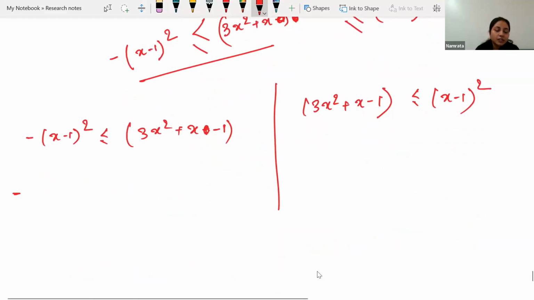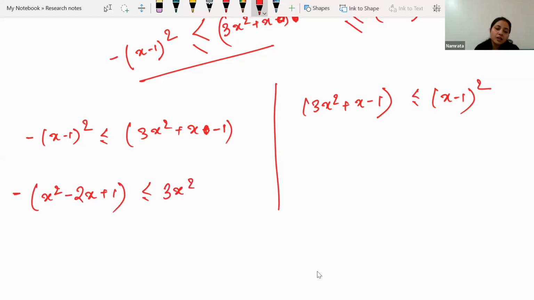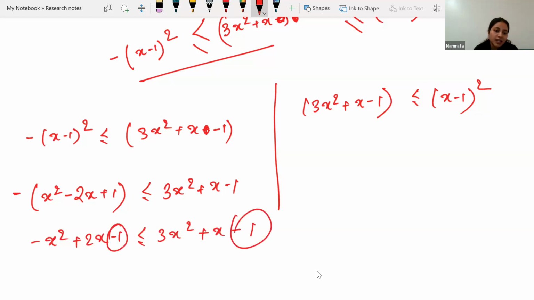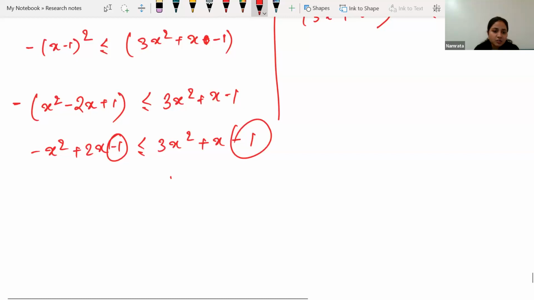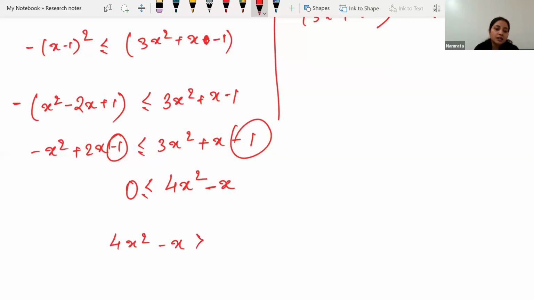Let's do it. So we will be having minus of a square plus minus 2ab plus b square less or equals to 3x square plus x minus 1. So we will be having minus x square over here, plus 2x over here, minus 1 over here. We'll be having 3x square over here, plus x over here, minus 1 over here. I can see minus 1 will cancel out each other, and we will have 3x square plus x square, that is 4x square. We are just solving the equation quickly, and 2x over here will go to the other side, so minus x will be there, that will be greater or equals to 0. So we can write 4x square minus x greater or equals to 0.